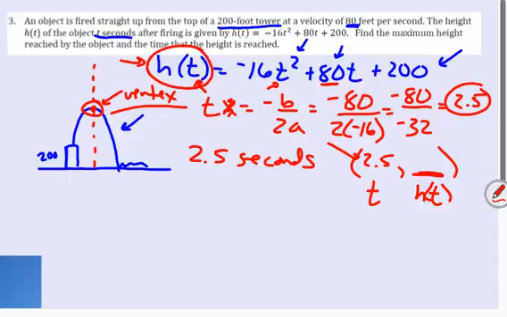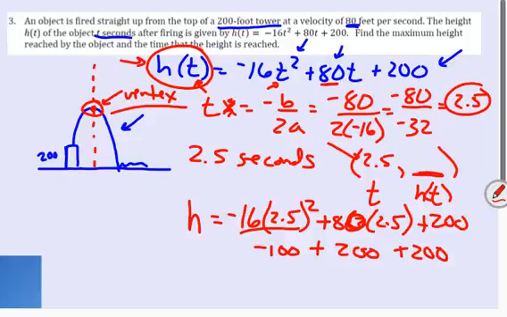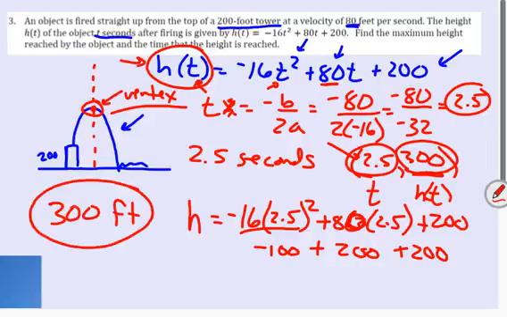h of t, well, I'm just going to put h here for height, equals -16 times 2.5 squared plus 80 times 2.5, and then finally plus the 200. Squaring this and multiplying it by -16, that's -100. Plus 80 times 2.5 is 200, plus another 200. To me, that's 400 plus the -100. It reaches a maximum height of 300 feet. So you found the time, 2.5 seconds, and the maximum height that it did reach is 300 feet, 300 feet above the ground.